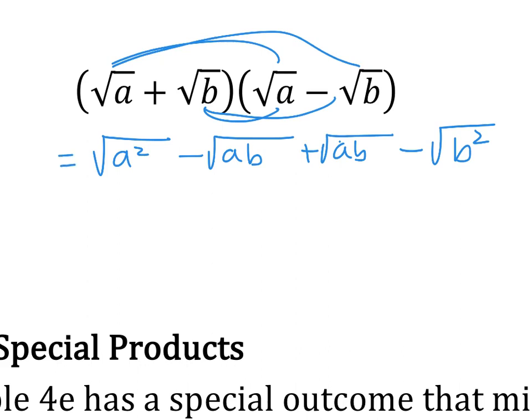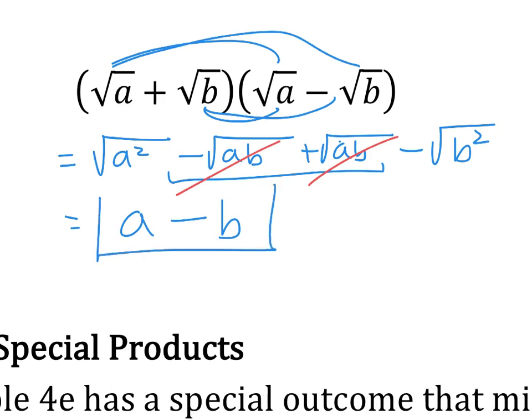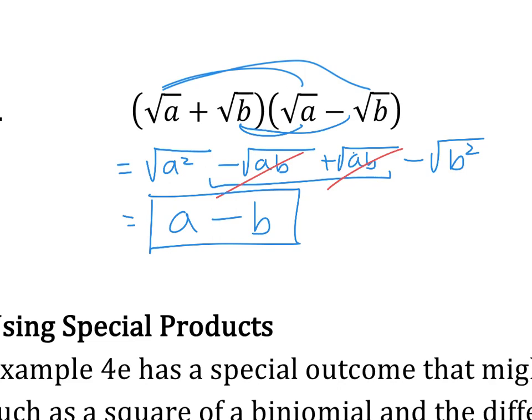Now, watch what happens. Square root of a squared is a. And what happens with these ones? Notice they're the same. They're going to cancel. Negative square root of ab, positive square root of ab, they just cancel. They make 0. And then last but not least, negative square root of b squared is negative b. And there it is. Notice no square roots. Interesting, huh? So this is a special situation because these look a whole lot alike, but notice one is a plus, one is a minus.